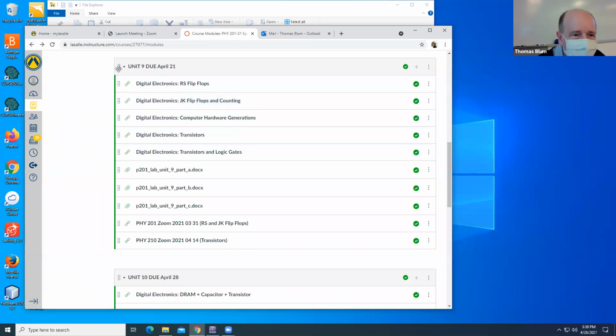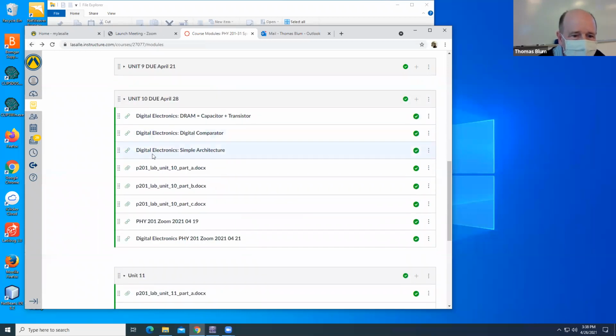So that is, so 10 was making things from NANDs. We made a bunch of stuff. We talked about last week about making a bunch of stuff of NORs. It's very similar, but not exactly the same, but very similar. And then we just talked about DRAM. We showed a digital comparator.